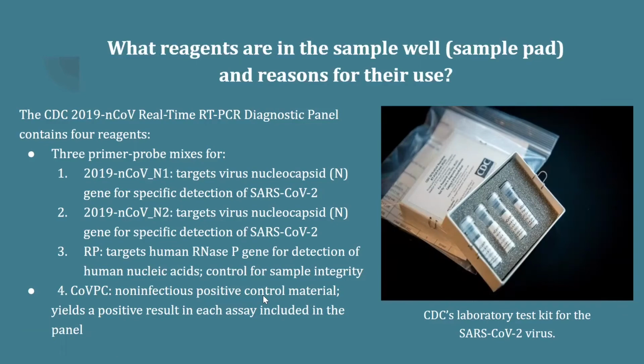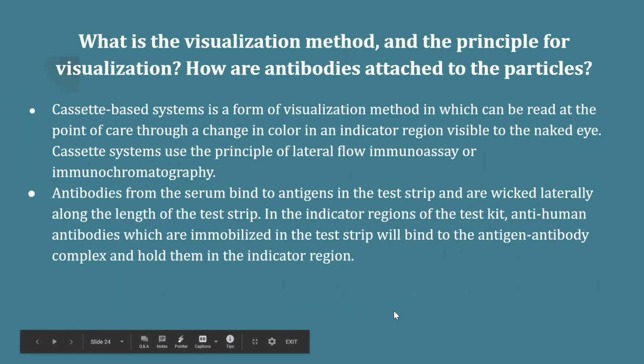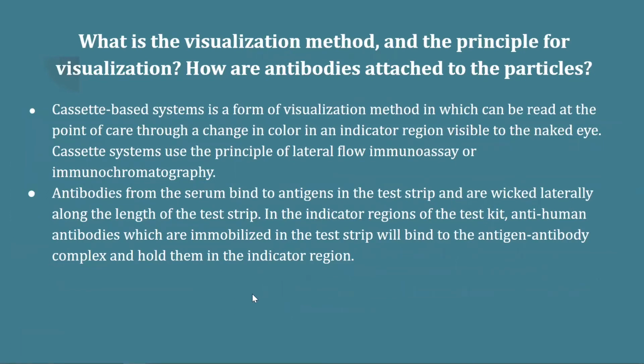including the panel. As mentioned before, the reagents that are used on the testing line are IgM and IgG, with IgG taking up approximately 80% of the total antibody count. So what is the visualization method and what is the principle for it, and how are the antibodies attached to the particles? Cassette-based systems are a form of visualization method which can be read at the point of care through a change in color in an indicator region visible to the naked eye.